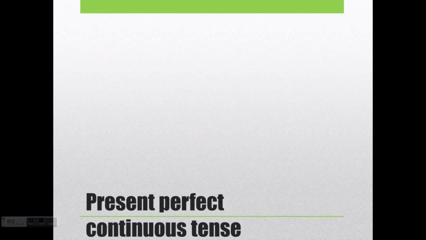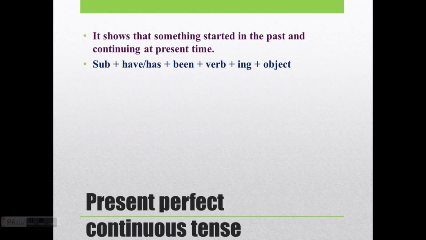Now let's go to present perfect continuous tense. What is present perfect continuous tense? It shows that something started in the past and is continuing at the present time. Many students confuse the present continuous tense and present perfect continuous tense. Present continuous tense says that something has started now and may continue in the future. But present perfect continuous tense shows that something started in the past and is continuing at the present. Okay, just remember the difference between the present continuous tense and present perfect continuous tense.